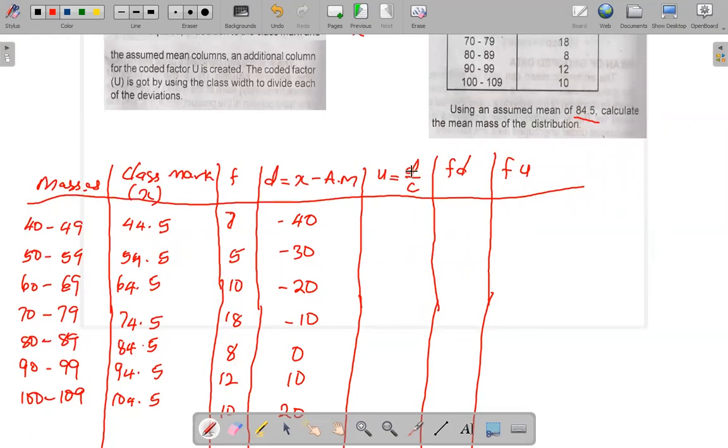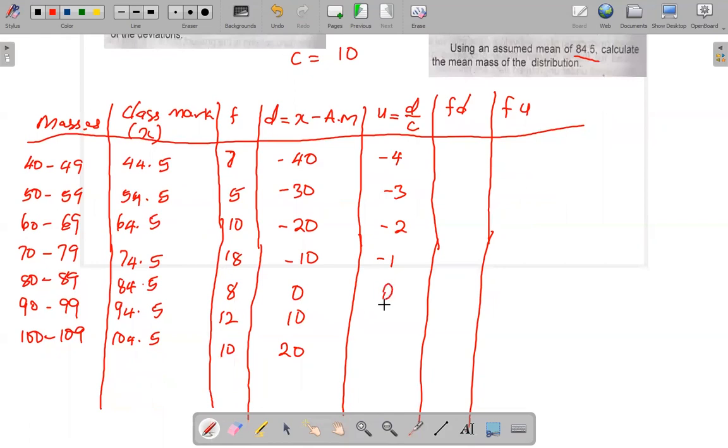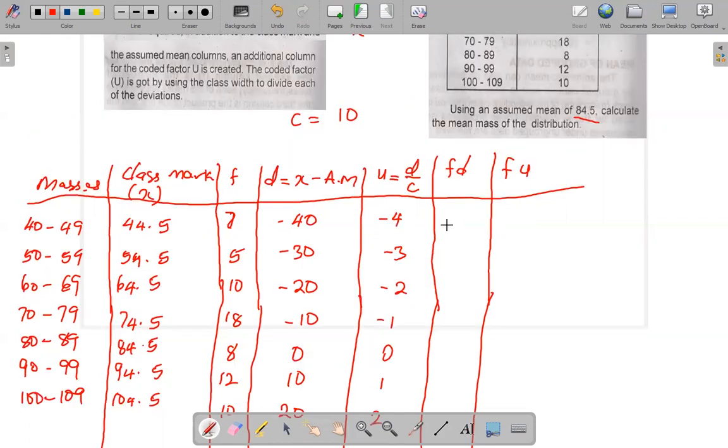Then coded factor U is deviation divided by class width. So we're going to divide each of these deviation by the class width. Remember that our class width is 10, which we get by counting the number of items in each of these intervals. If you count from 40 to 49, you have 10 items there. So minus 40 divided by 10 is minus 4. Minus 30 divided by 10 is minus 3. Minus 20 divided by 10 is minus 2. This will be minus 1, 0, 1, and 2.